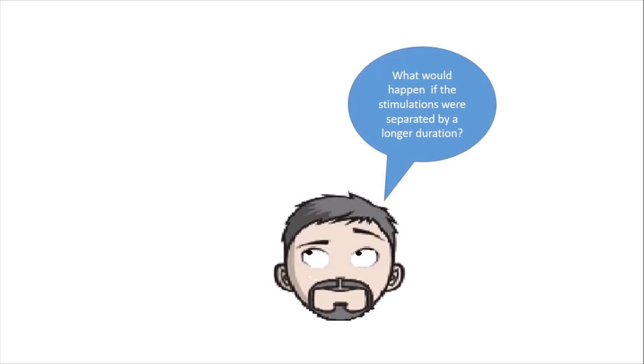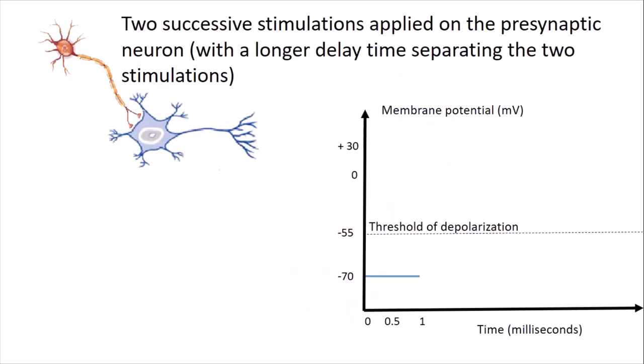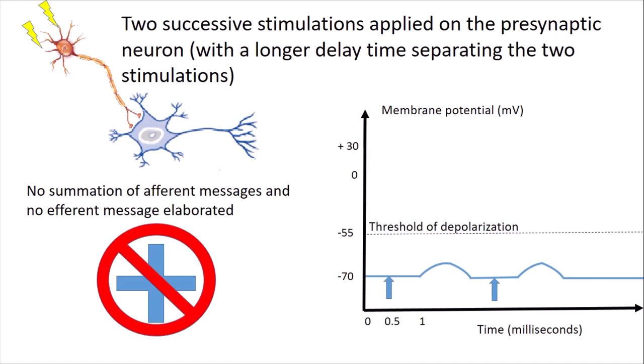So what would happen if the stimulations were separated by a longer duration now? Let's say we perform the first stimulation and wait some time, and then what happens? We give the other stimulation. Notice that here we have no summation of the afferent messages because of the delay time we had between the two stimulations. It's something very similar to the computer mouse.